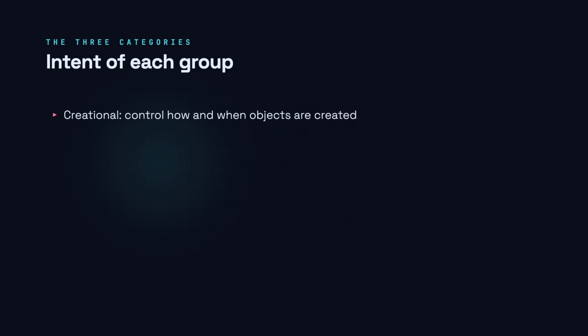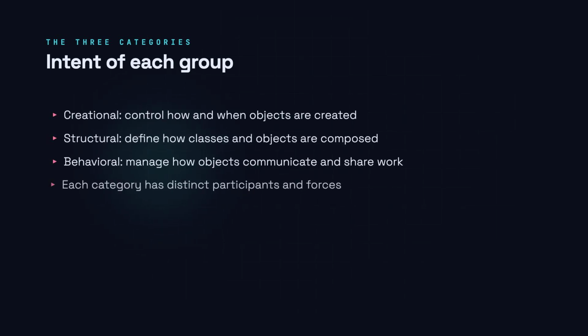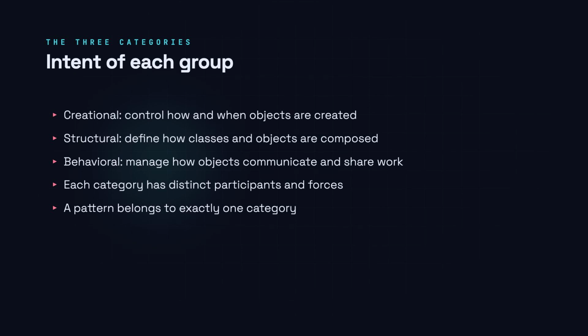Creational patterns are about instantiation. They hide the details of how an object comes into existence. Structural patterns are about composition. They describe how you assemble small pieces into larger, more capable structures. Behavioral patterns are about collaboration. They define who does what and how objects talk to each other to get work done. These 3 concerns really are orthogonal, which is why the split holds up so well.